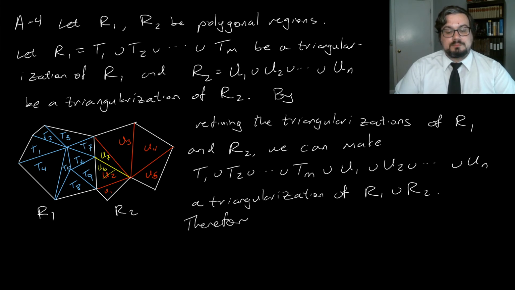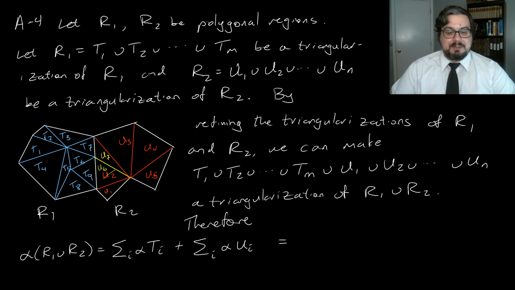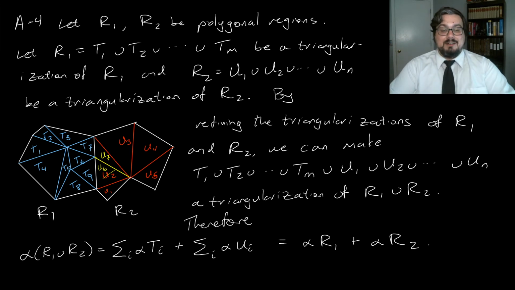Therefore, the area, let me try and get this on one line. The area of R1 union R2 will be the sum of the areas of the Ti's plus the sum of the areas of the Ui's. But we know by definition that the sum of the areas of the Ti's is exactly the area of R1, and the sum of the areas of the Ui's is precisely the area of R2.